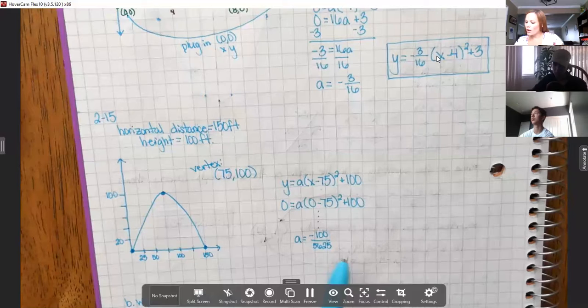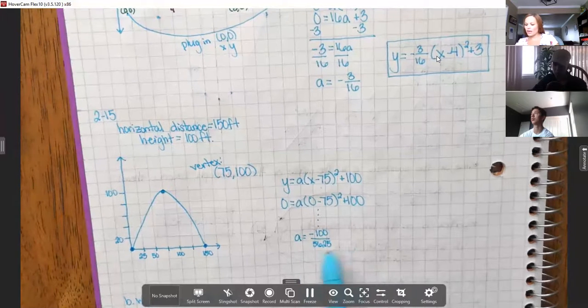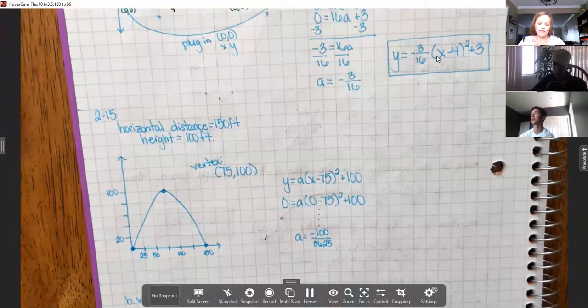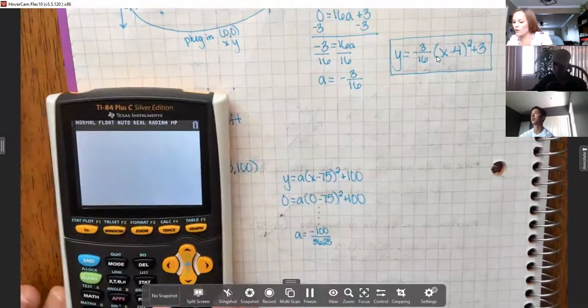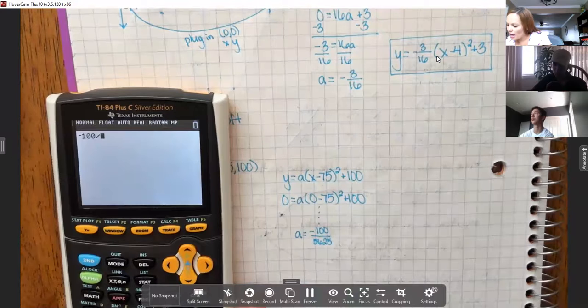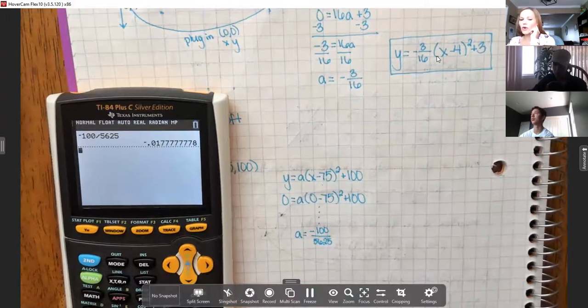Okay, so hopefully you got A equals negative 100 over 5,625. You are welcome to turn that into a decimal. Typically speaking, it's going to be a fraction. So just make sure you're okay with both ways.